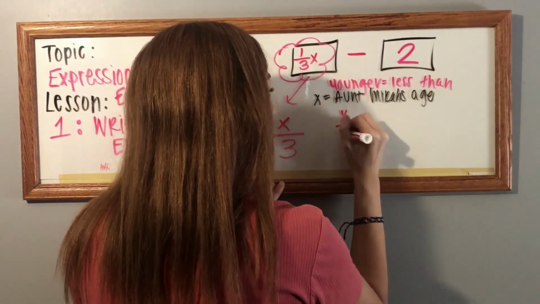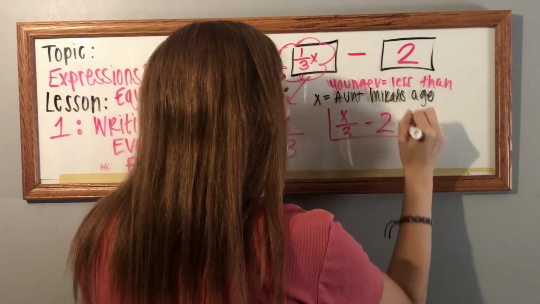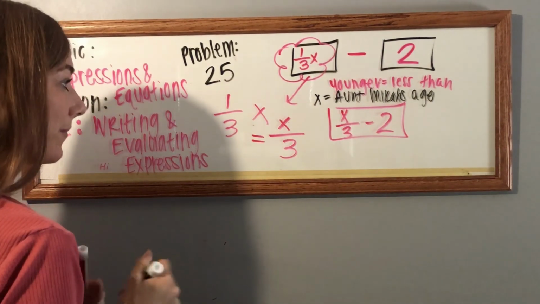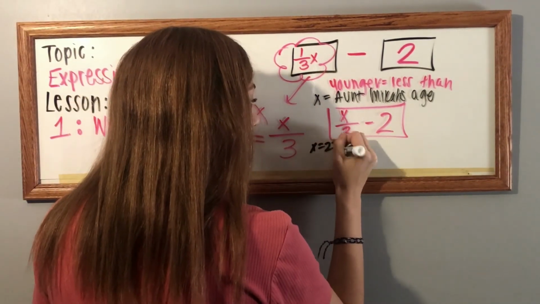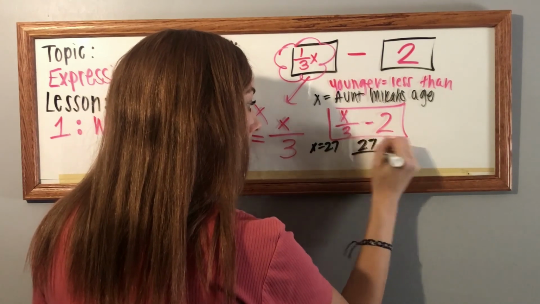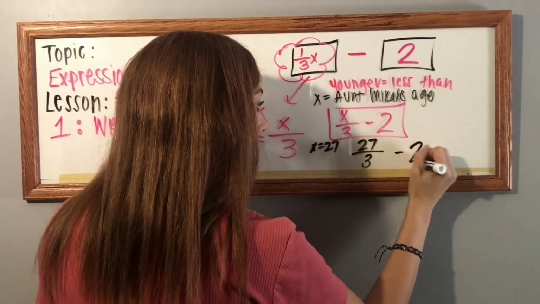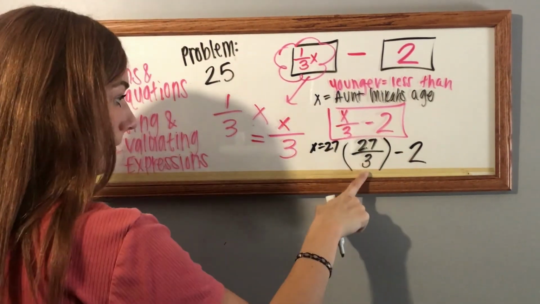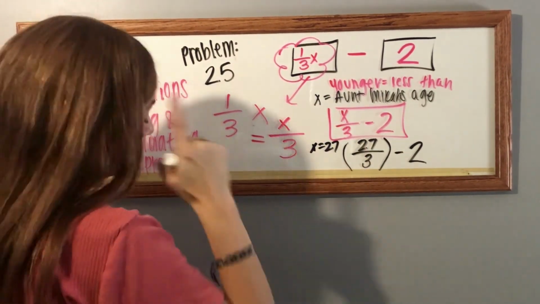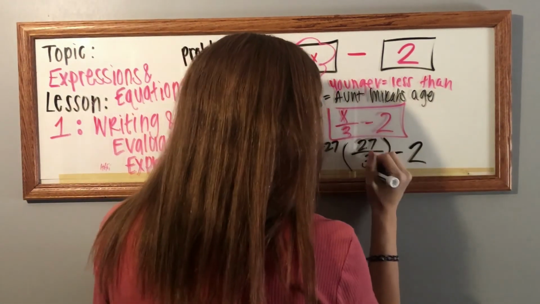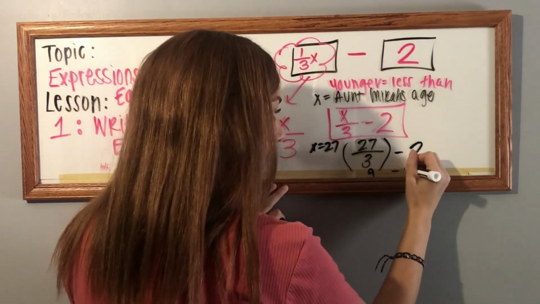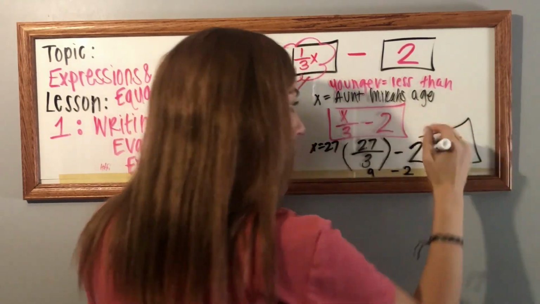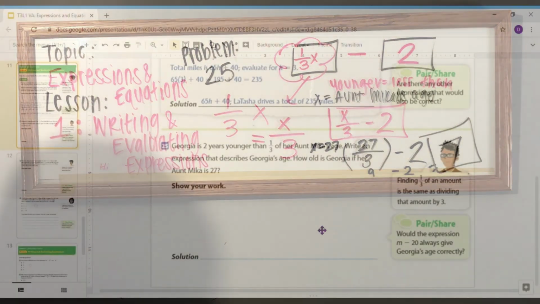So the second part says, how old is Georgia if her Aunt Micah is 27? So for that, I have to plug in 27 for x. So I'm going to put my 27 as x. So it'll be 27 over 3 minus 2. So the first step, thinking about order of operation PEMDAS, is that division. 27 divided by 3 is 9. I'm going to rewrite that. So now I have 9 minus 2. So I know that Georgia is 7 years old when her Aunt Micah is 27.